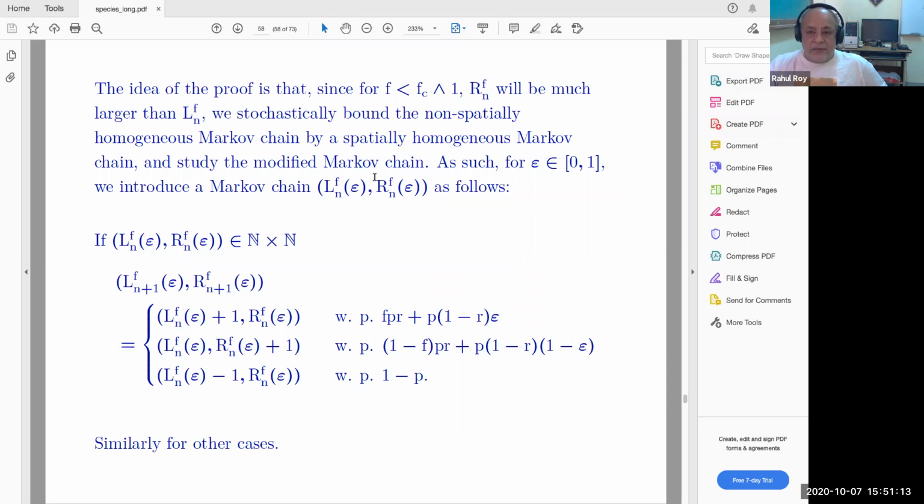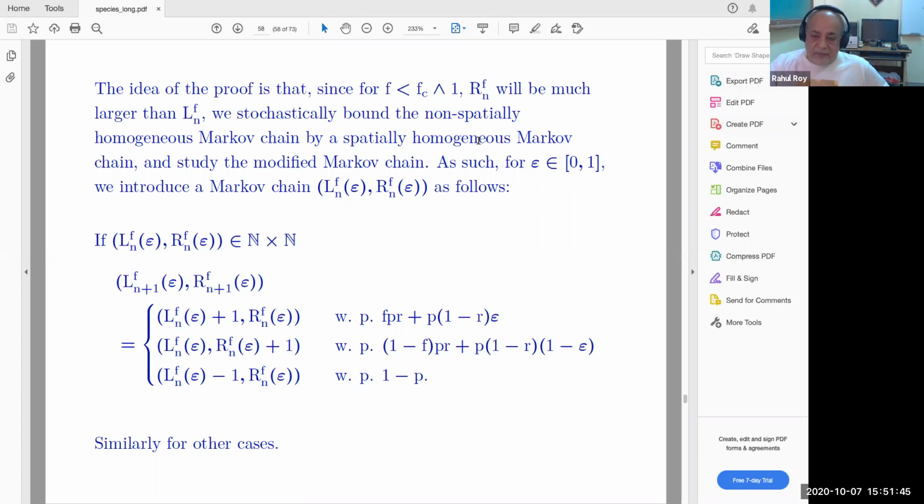So the idea of the proof is this. Suppose f is less than fc. The whole thing is that the population on the right of f will be much larger than the population on the left of f. So we stochastically bound the non-spatial homogeneous chain by a spatially homogeneous Markov chain and study a modified Markov chain.